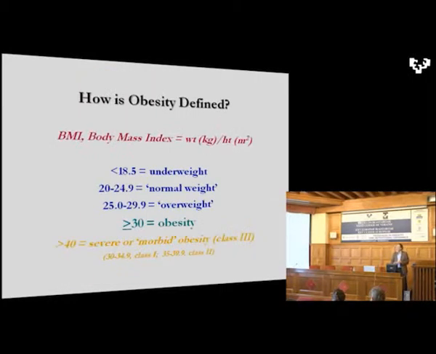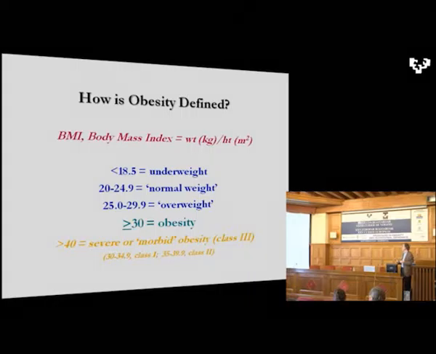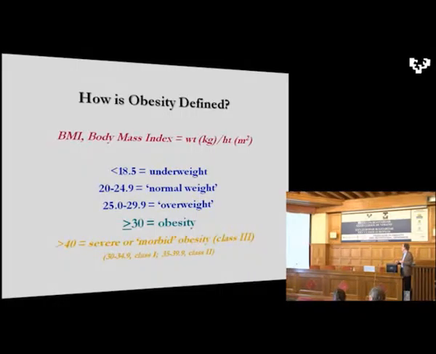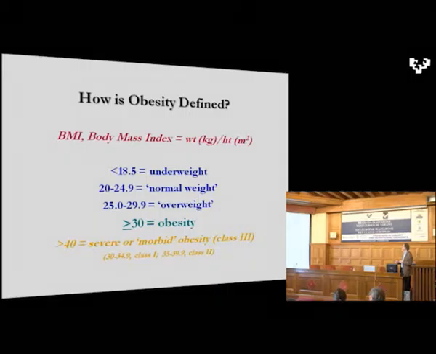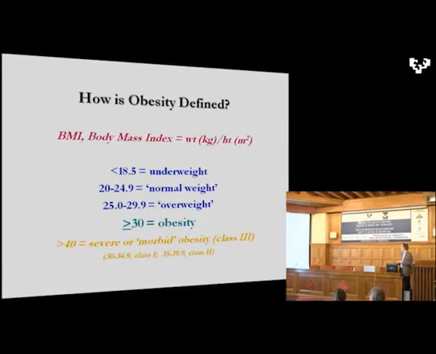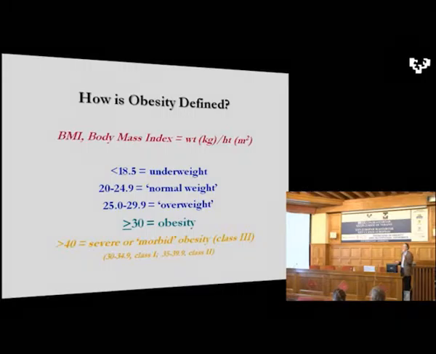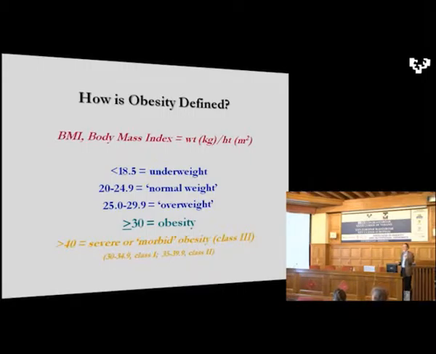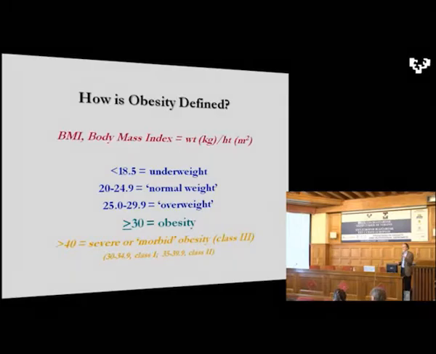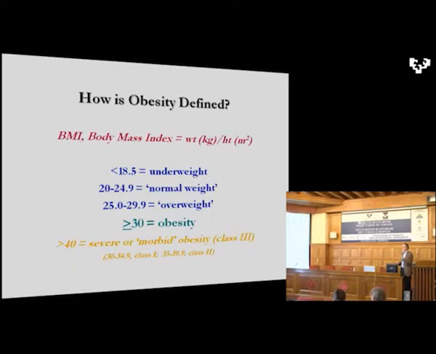Okay, so what do we mean by obesity? How do we define it? Well, we have a very simple World Health Organization approved definition. It's based on body mass index, and I'm sure everyone is familiar with that, which is weight in kilograms divided by height in meters squared. It's a very simple measure, of course, and that means that it can be used in a doctor's surgery, and it can be used on a population basis too.